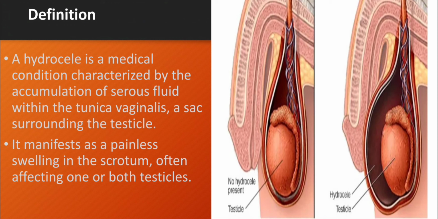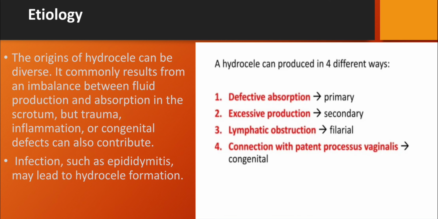So in this picture, you can see there is no hydrocele present. This is a normal testicle, but in this picture when you see there is testicle and here it is hydrocele. It is said because even though there is no serous fluid that's seen, it's visible. This picture shows the swelling of the scrotum, that is hydrocele. So what is the cause of this?